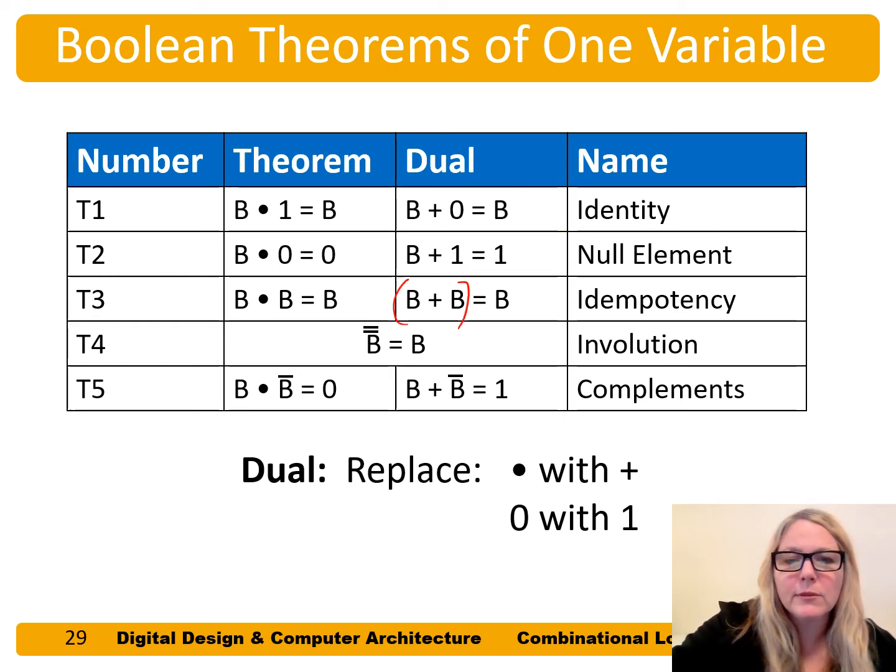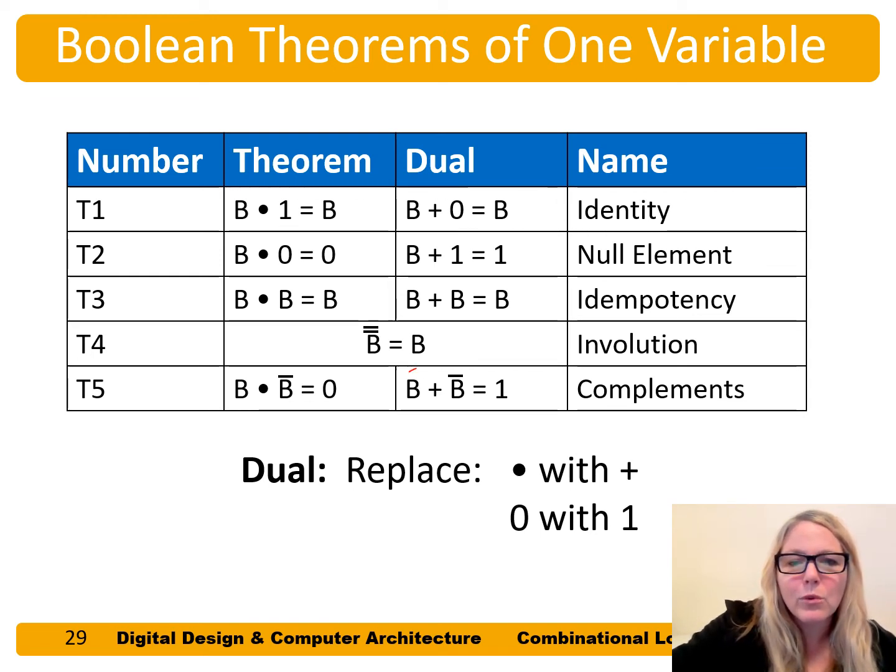Idempotency: B or B or B or B or B. Right, that's like repeating something 20 times, clean your room, clean your room, clean your room. Well, it's the same as saying it just once, and usually has about the same effect. Okay, so involution, there's no dual form of that.